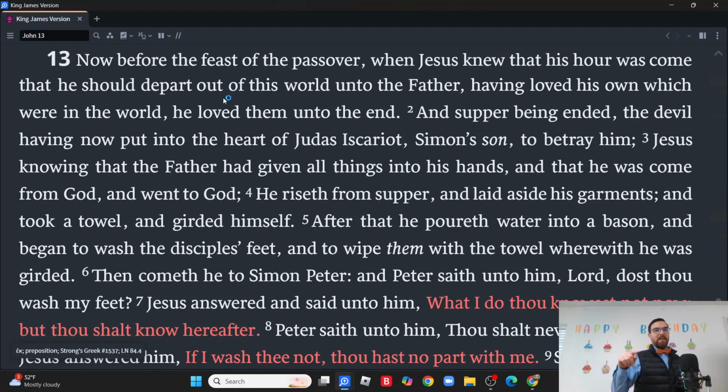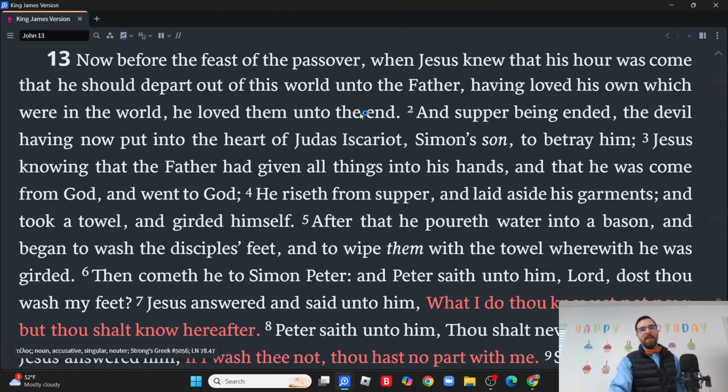So he knows that that's coming, right? That's on his mind. This is what he knows, or what he knew, and what he's continuing to know: that he's departed out of this world unto the Father, right? Also with that, having loved his own which were in the world, that's also part of it. He loved them to the end. That's the main verb. How does he love them to the very end?